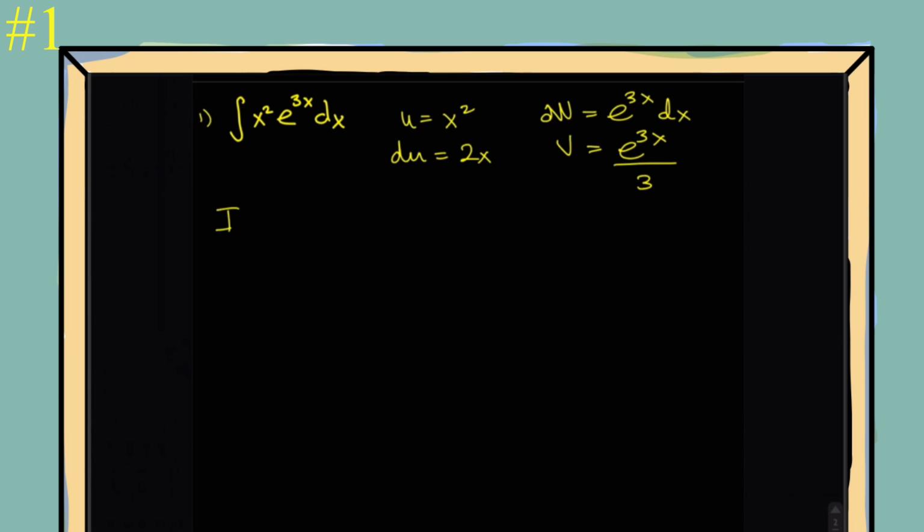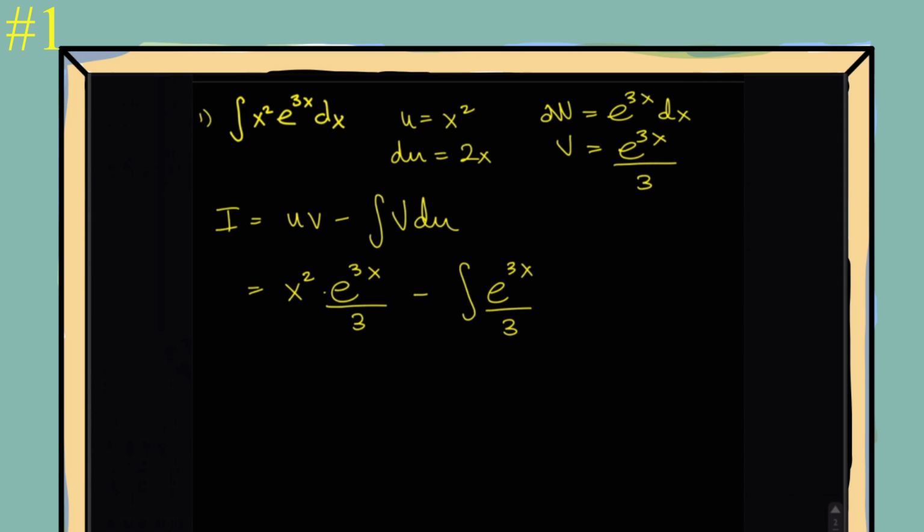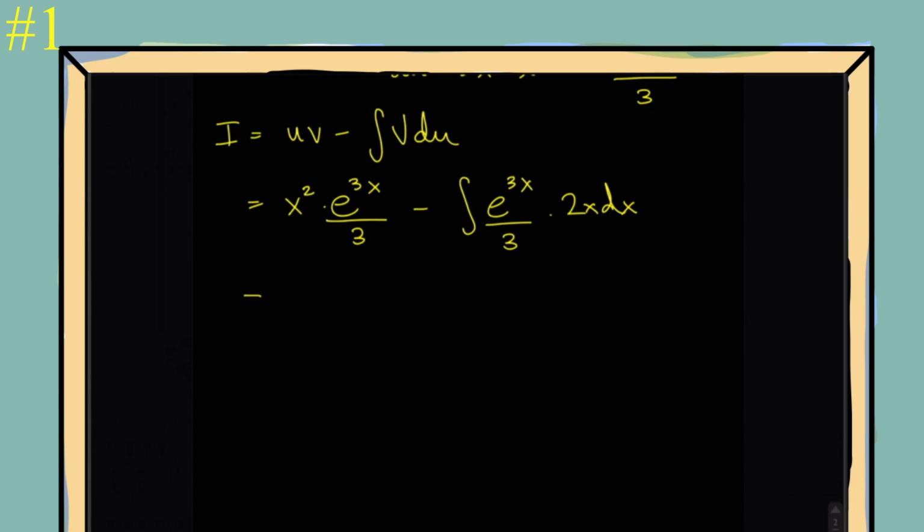So this integral, which I'll call I, is going to be, by the by parts formula, uv minus the integral of v du. In this case, we have x squared times e to the 3x over 3 minus the integral of e to the 3x over 3 and then du, which would just be 2x dx. Put that dx there, that's missing. Okay, great. We've moved forward in the problem.